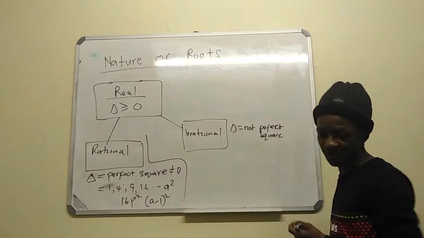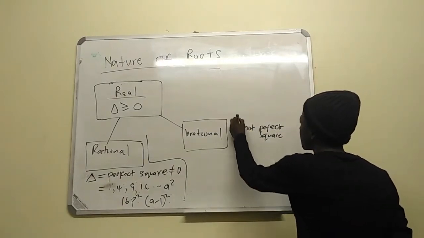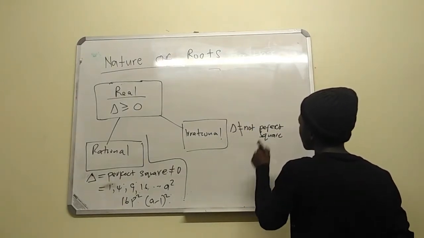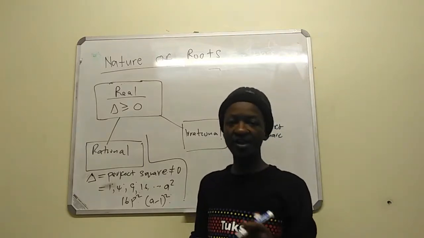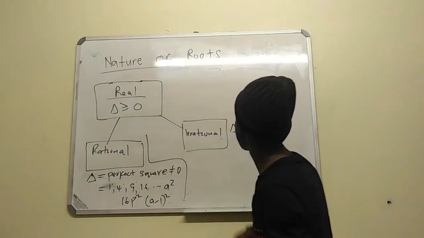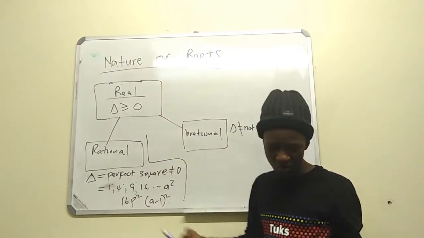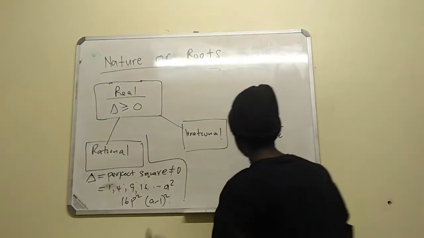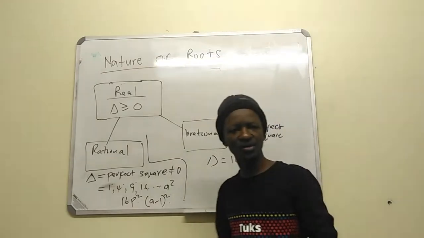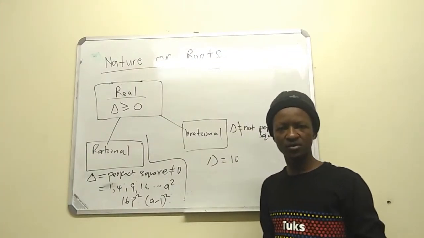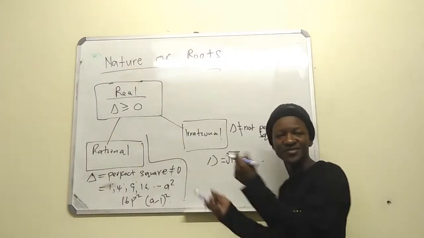If you find out that your delta is not a perfect square, then it means this thing is real, but it's what? It's irrational. So what are your irrational numbers? For example, when you get your delta as 10, 10 is an irrational number because when you find the square root of 10, you have to approximate it.